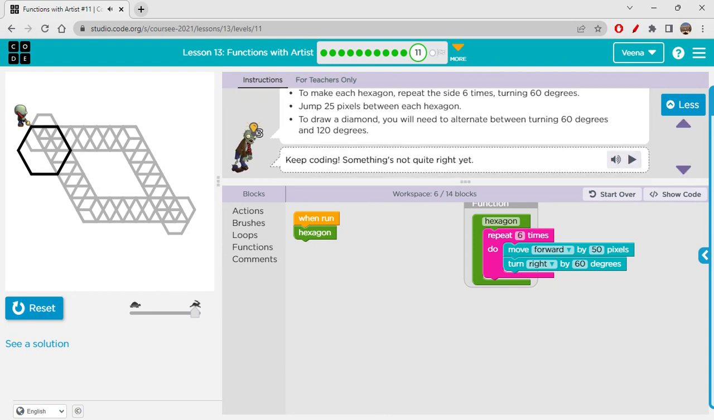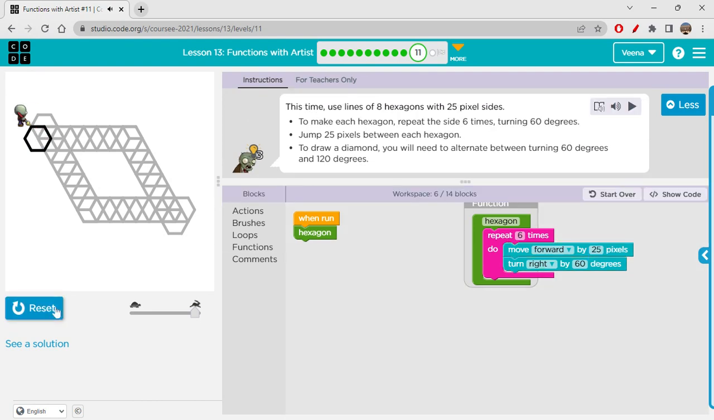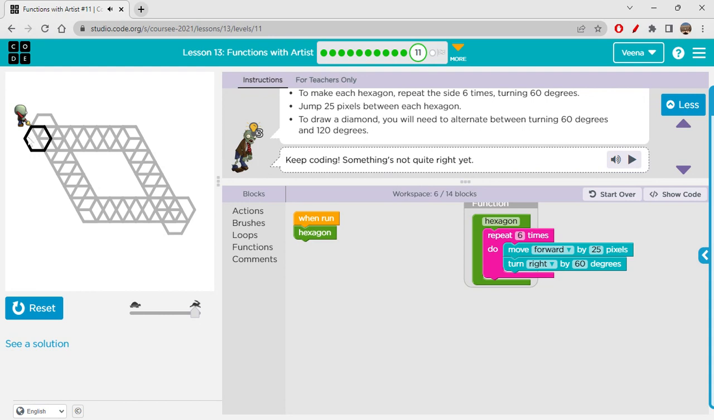Oh, not 50 pixels also. It should be 25 pixels. Reset and run. Yeah, it's drawing now. Okay, so then what's next?